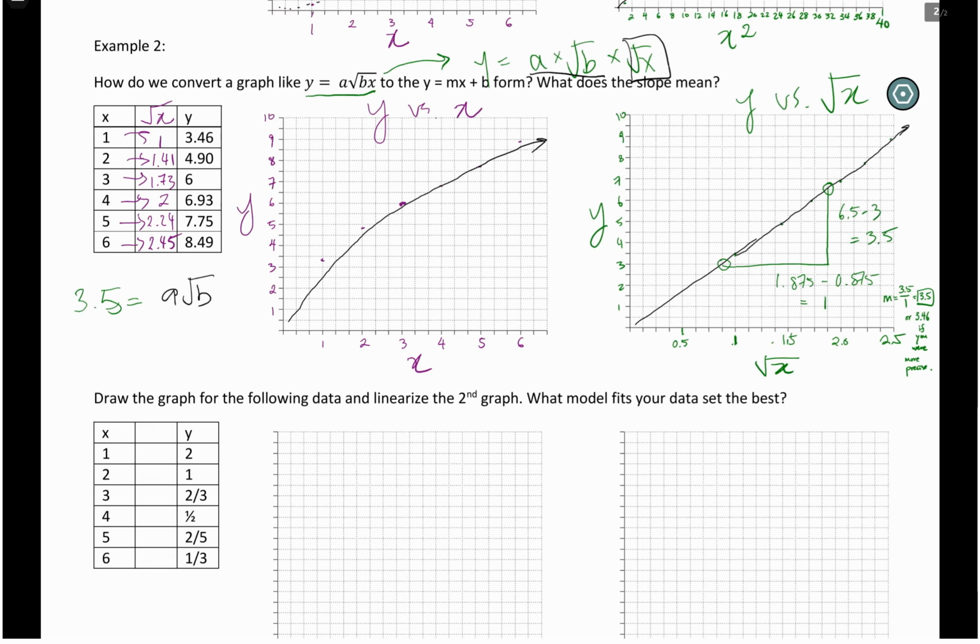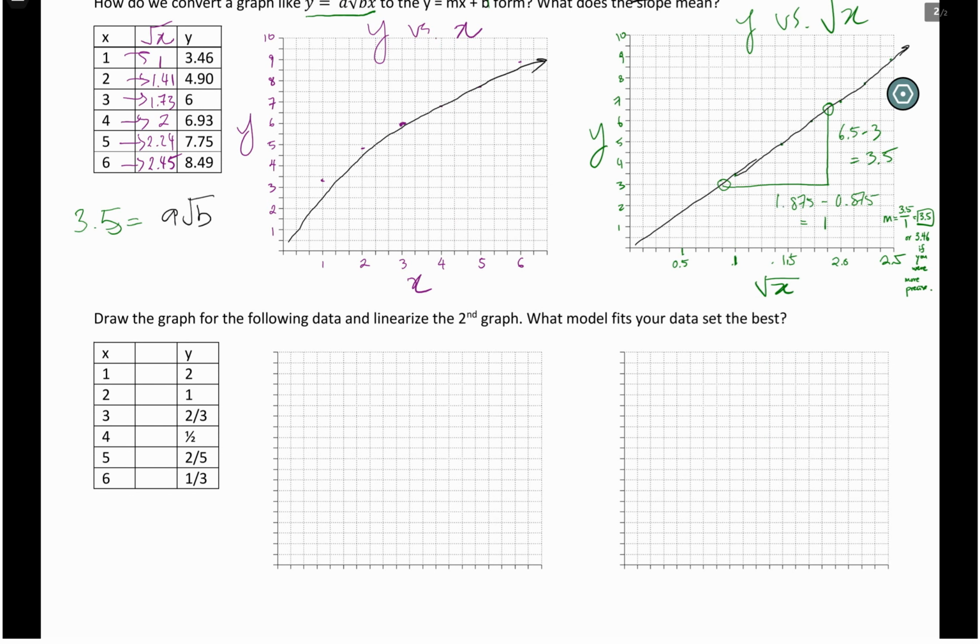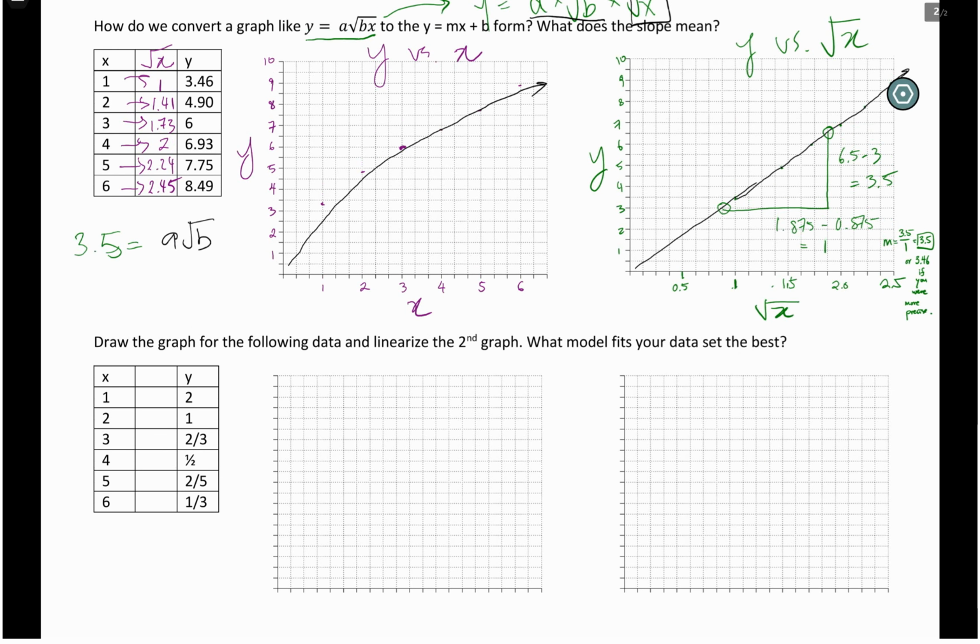Many times you're not going to be getting the equation. I'm not going to tell you what the equation looks like. And in that case, you would have to plot your data, and from your data, figure out what is the best model for your graph. And then you can linearize your graph by manipulating your x-axis or sometimes even y-axis accordingly.